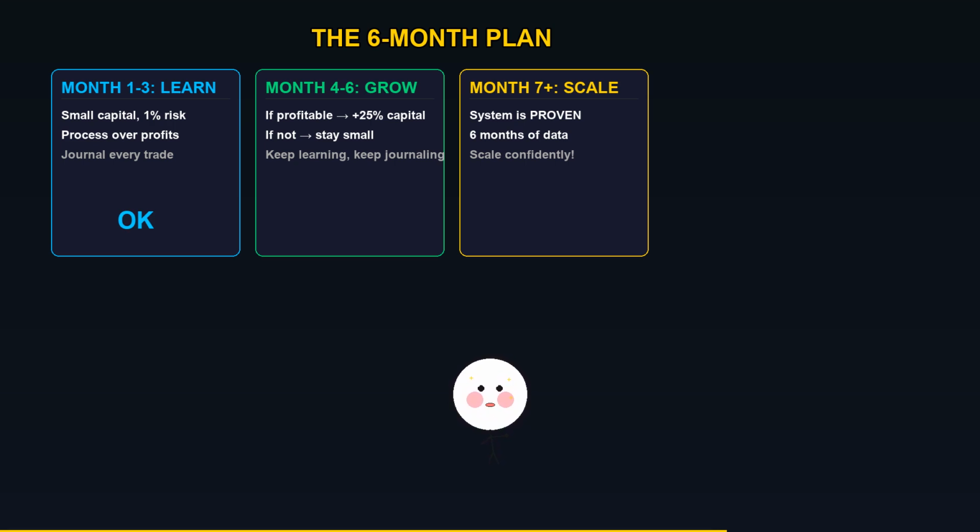The 6-month plan. Month 1 through 3. Learn the ropes. Trade with small capital. Focus on process, not profits. Maximum 1% risk per trade. Journal every trade. Month 4 through 6. If months 1 to 3 were profitable, increase capital by 25%. If not, stay small and keep learning. Month 7 onwards. Your system is proven. You have 6 months of data. Scale confidently. Increase capital. The foundation is solid.